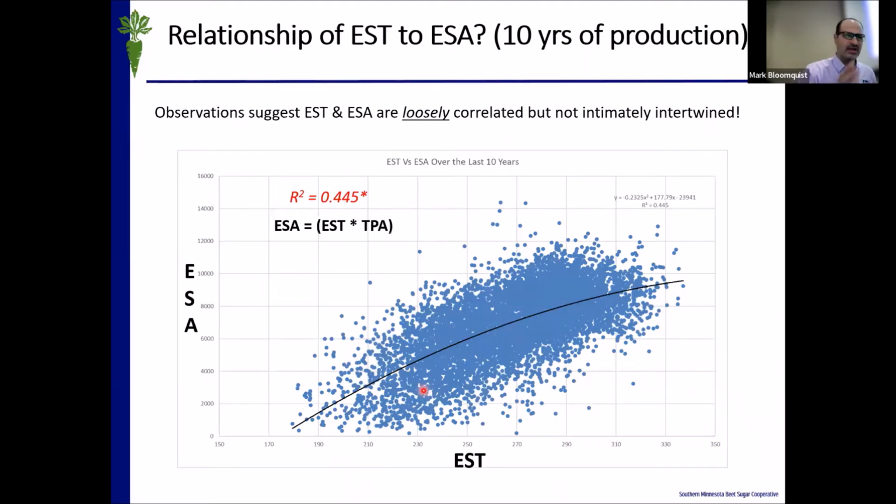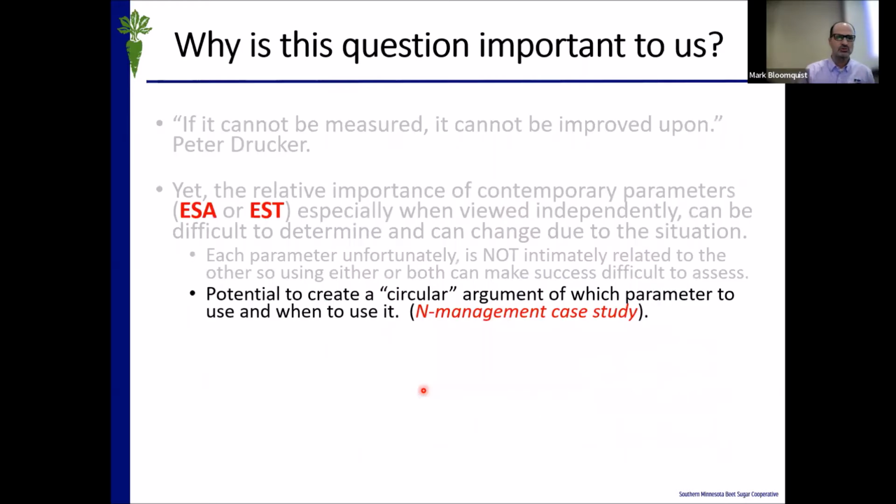And I think you can understand that when you look at the ESA equation, because ESA is actually the product of EST times TPA, and EST gives no indication to the root yield whatsoever. So technically, the R squared could not be over 0.5 in this case. So although they are related, they're probably only loosely related. And so when we only have loose relationships between EST and ESA, our primary measurements for success currently, it can potentially create a circular argument.